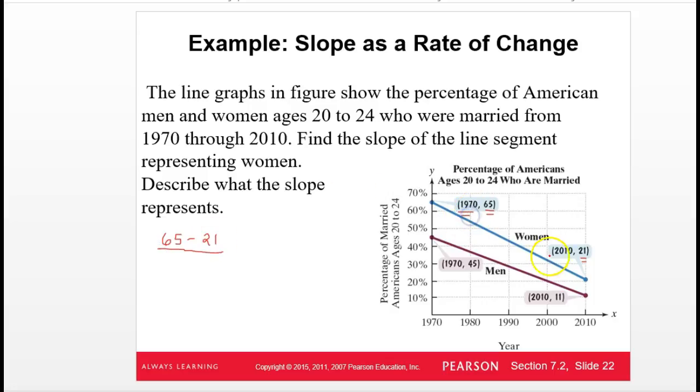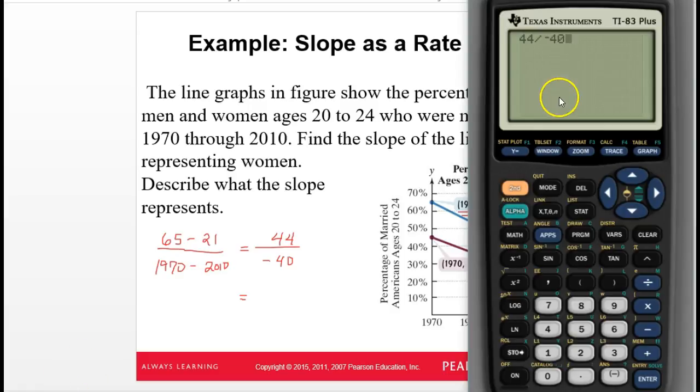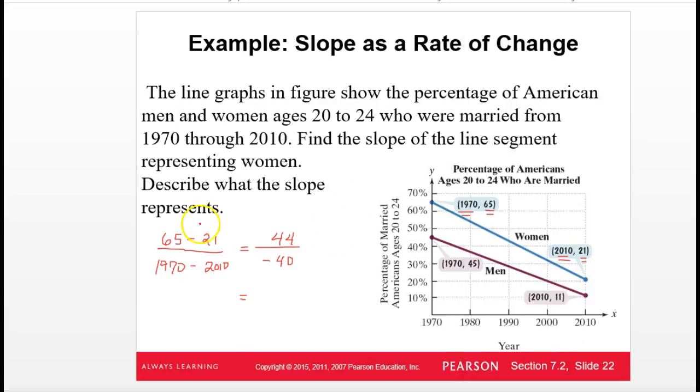So these are the x coordinates. And I started with 65, so I need to start with 1970 minus 2010. Alright, 65 minus 21 is 44. 1970 minus 2010 is negative 40. So we have a positive divided by a negative. And remember that a positive divided by a negative is a negative. So I get negative 1.1 here.